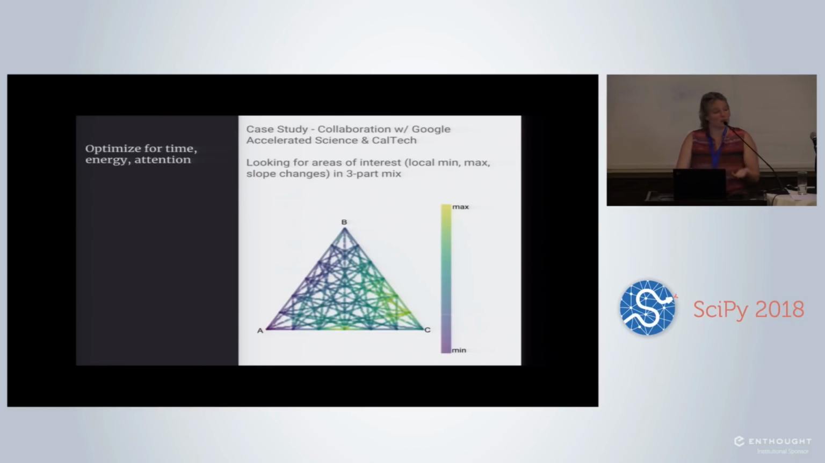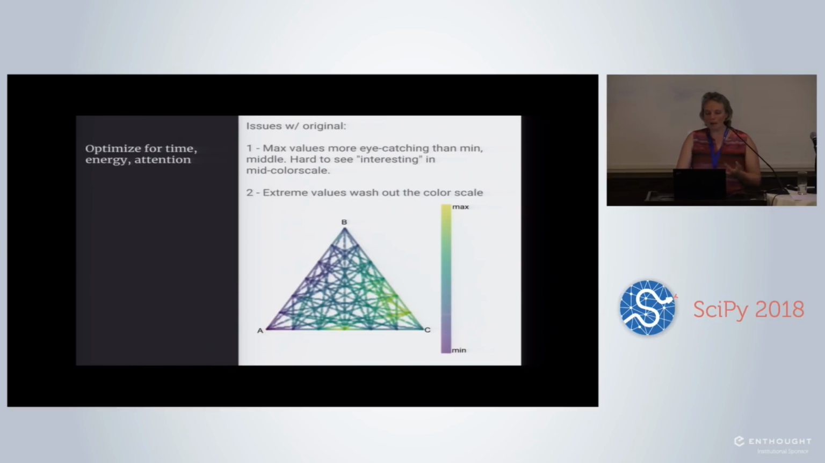But we took this chart, which was not a bad chart, but we had some issues with it. Our max values were more eye-catching than our mins. It was really hard to see interesting things in the mid-color scale. And if we had an extreme value that was twice as large as everything else, it would just completely wash out the color scale. And often our super extreme values, especially on the max side, just were not reliable. They were more likely to have a problem in them.